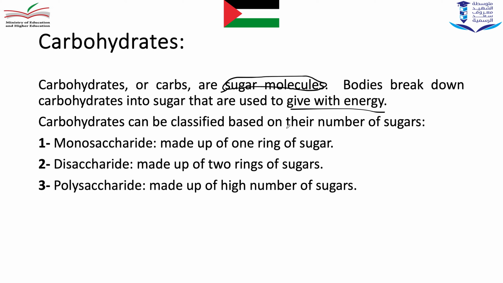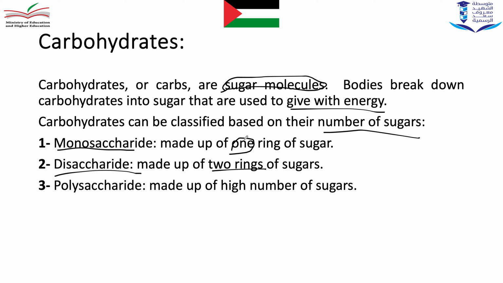We can classify the carbohydrates based on the number of sugars. If the carbohydrate is made up of one ring of sugar, in this case it's a monosaccharide. So monosaccharides are carbohydrates made up of one ring of sugar only. Disaccharides are carbohydrates that are made up of two rings of sugars. So here you have to focus on the number of rings of sugars.